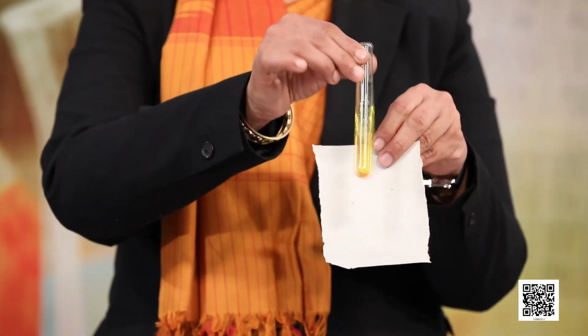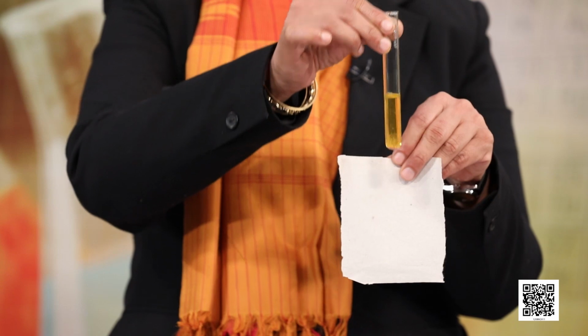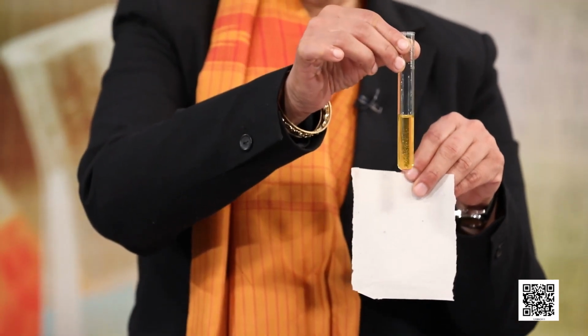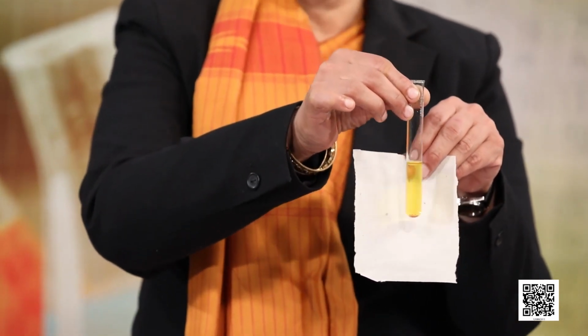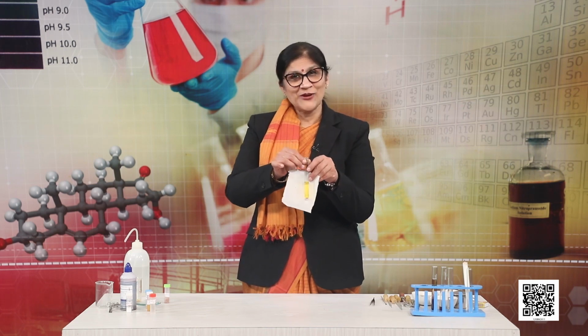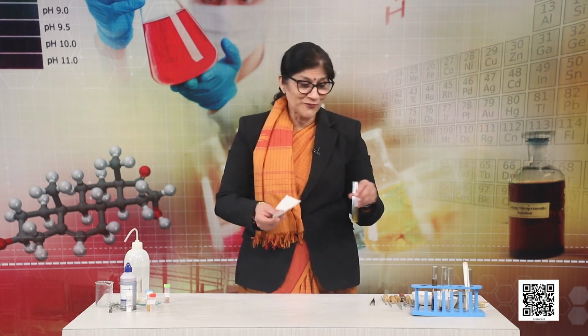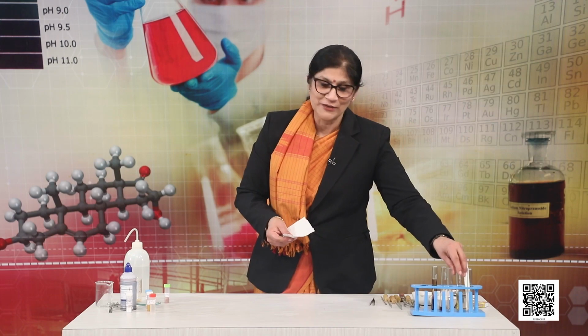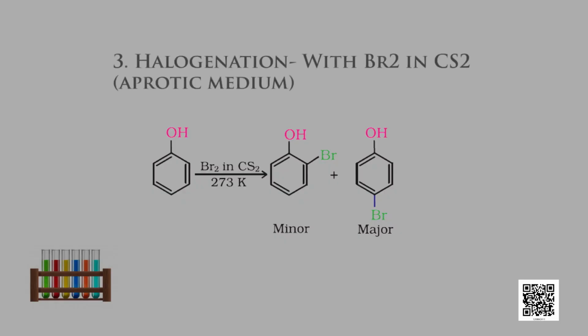So, dear learners, can you see the PPT getting formed, and now yes, it is settling down also. The yellow colored PPT is of picric acid, that is 2,4,6-trinitrophenol. Let us see another chemical property of phenols, that is halogenation. It is also an electrophilic substitution reaction.